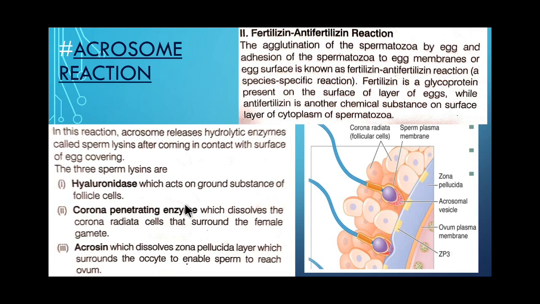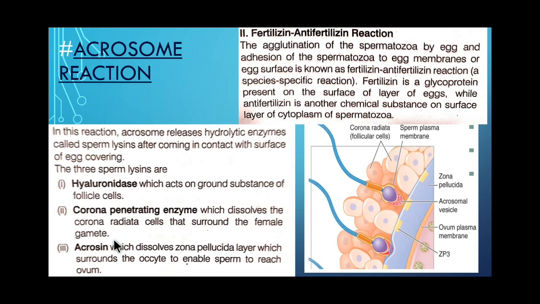Before all this is happening, the fertilizing and anti-fertilizing reaction occurs. Though the compatibility reaction is there, it occurs simultaneously, we can say. So first, acrosome reaction. Now the binding of the sperm head to the receptor induces the acrosome of the sperm to release its hydrolytic enzymes. All this release of chemical substances from the acrosome is called sperm lysin, and these are three.